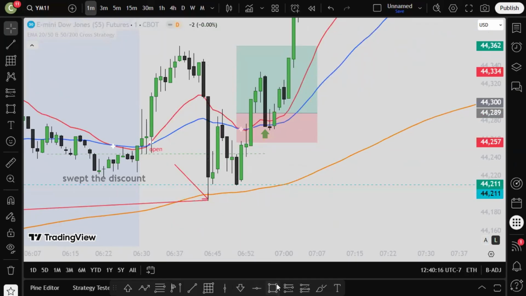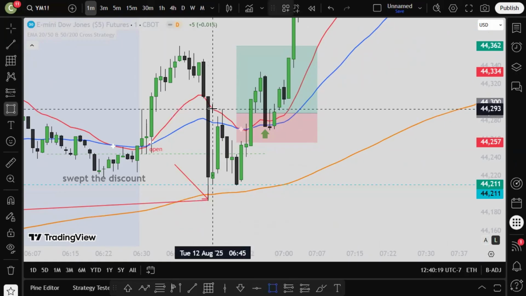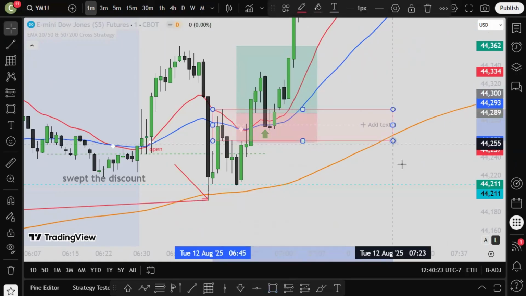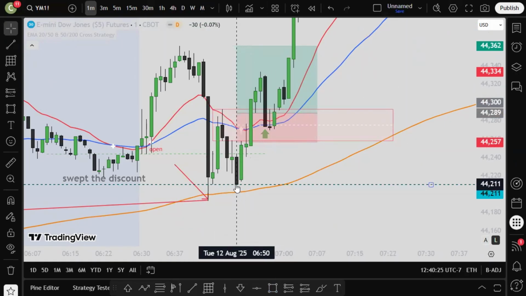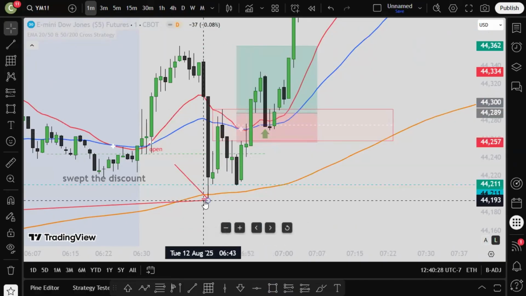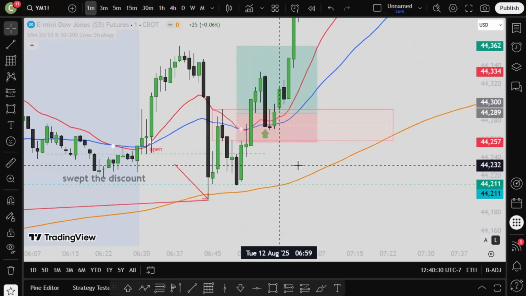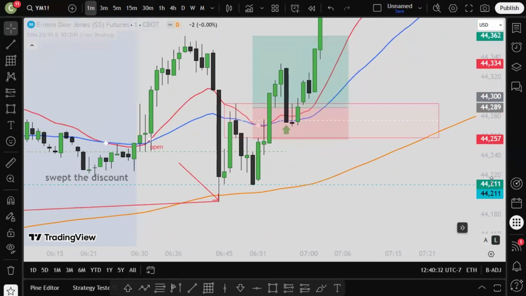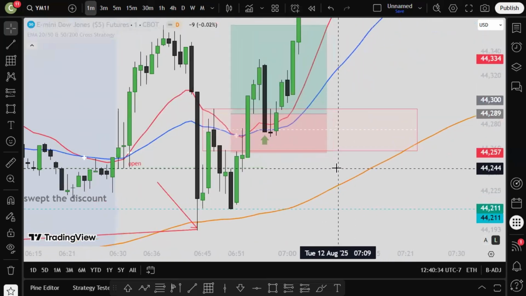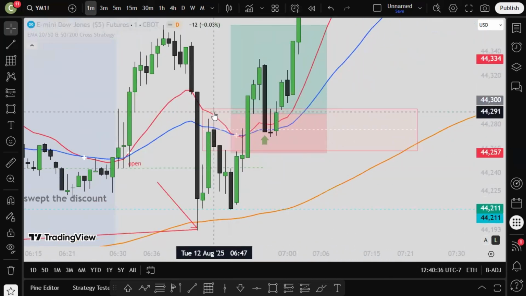So this is your, what is it called? Mitigation block right there. It would only be a breaker if that made a lower low here. Oh, yeah. And it doesn't. Mitigation. Yeah, mitigation. It doesn't really make a difference, but technically, it's a market structure shift here.